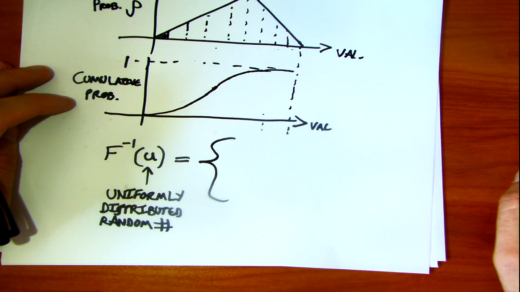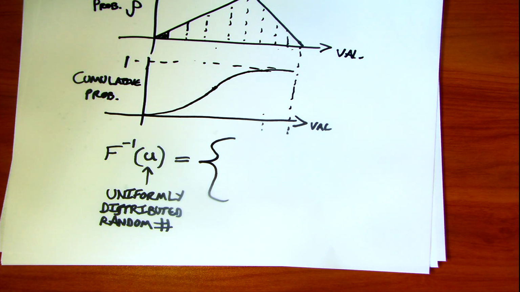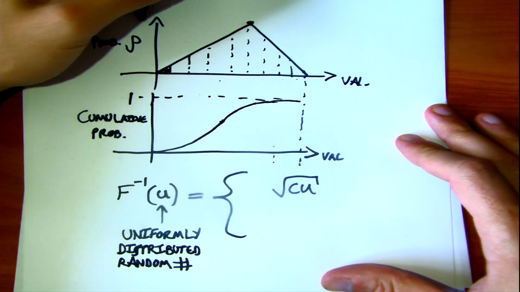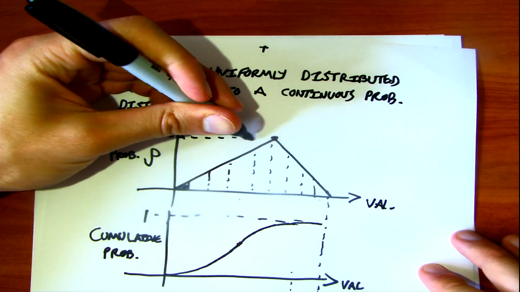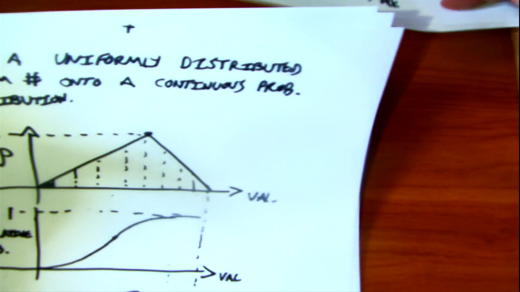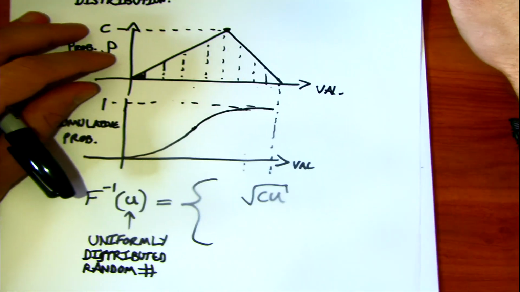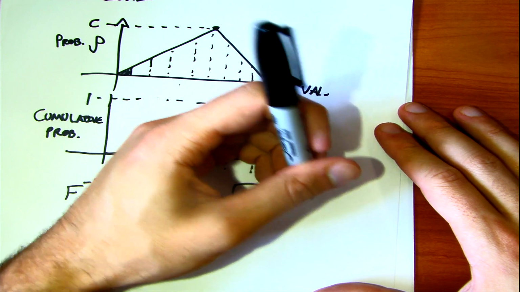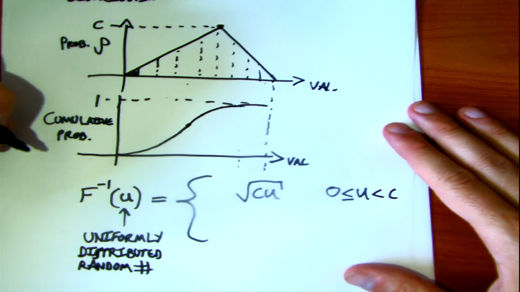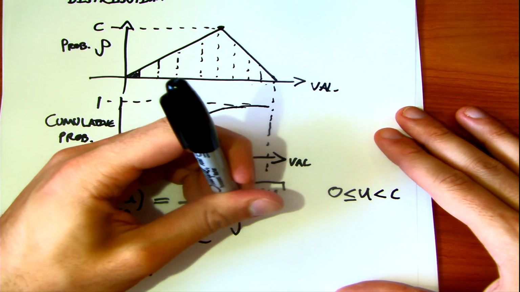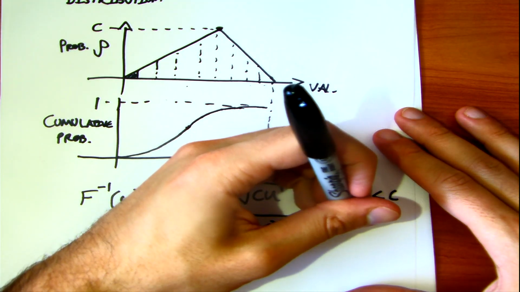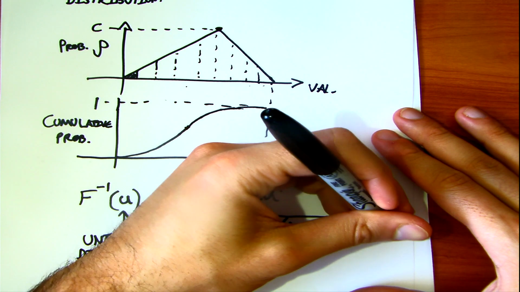Because the triangular distribution has two sections, two different triangles, this ends up being a piecewise function. The one on top is root cu. Remember that the probability density of the mode is c, so 2 over max minus min. The upper one's root cu, and that applies for 0 less than u less than c. The other one is 1 minus root of (1 minus c)(1 minus u), for c less than or equal to u less than 1.